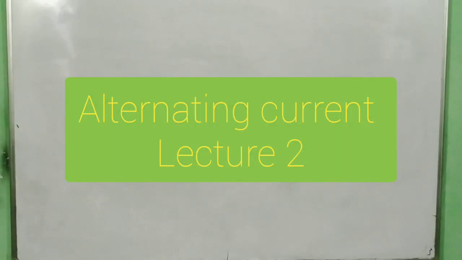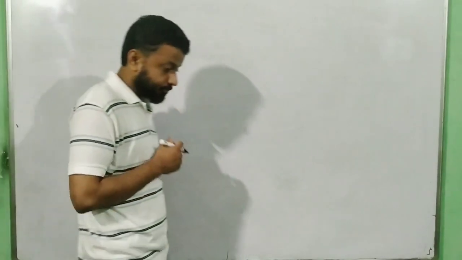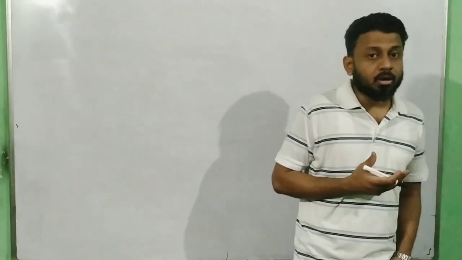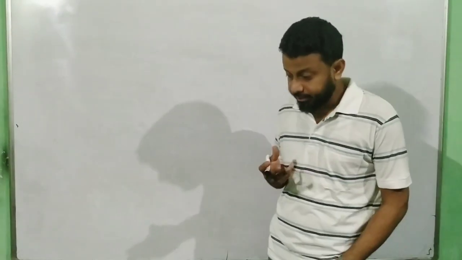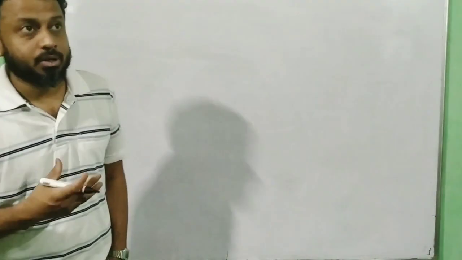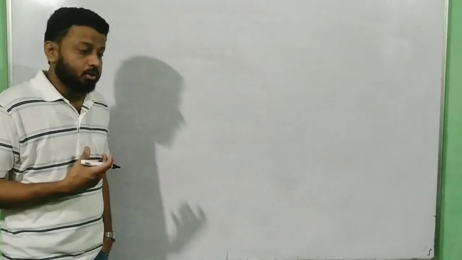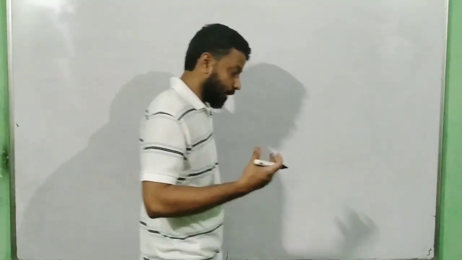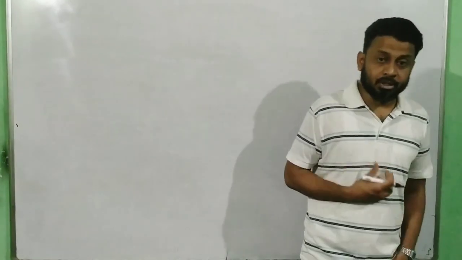Hello students, this is Alternating Current lecture 2 and today we are going to discuss the behavior of resistance, the behavior of capacitance and the behavior of inductance, or you can say a resistor, capacitor or inductor when they are put across alternating voltage. Okay.